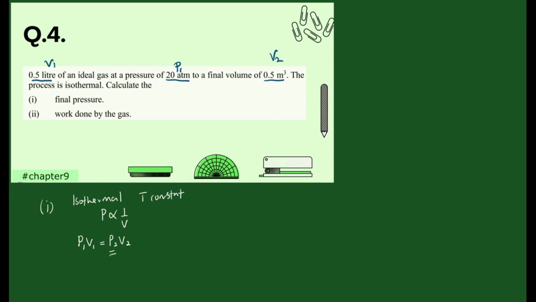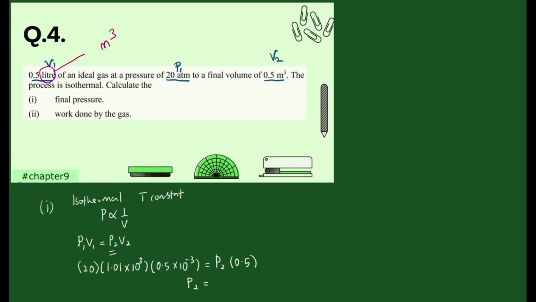Our first pressure is 20. And again, to be safe, we just convert all values into SI units. It is not wrong in this case if you don't convert, but in physics it is safe to convert into SI units. Your V1 is in liter, so bear in mind we need to convert into meter cube. So 1 liter is equal to 1 times 10 to minus 3 meter cube. So P2, the one that we want to find out, and V2 is already in meter cube, so 0.5.